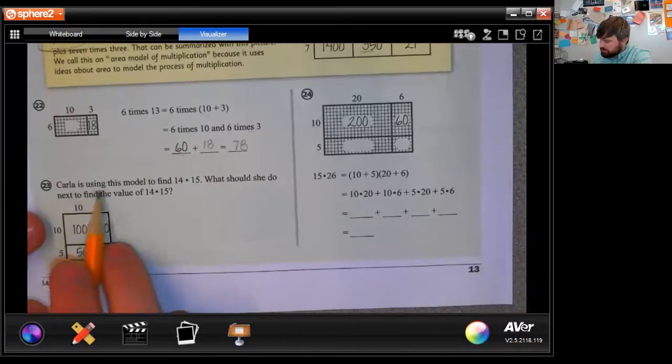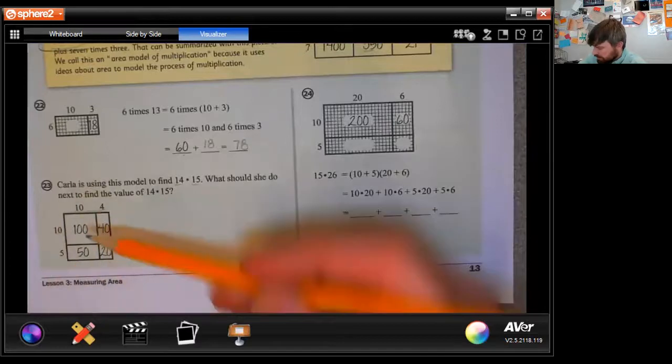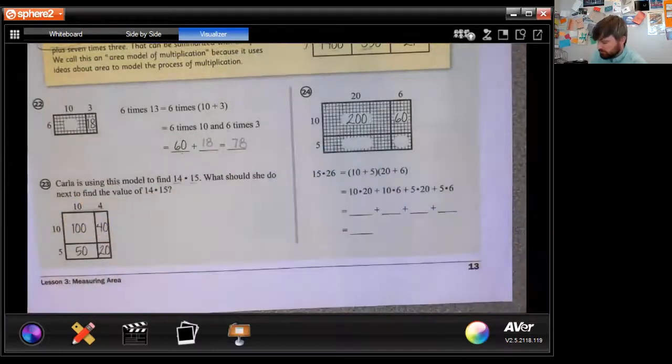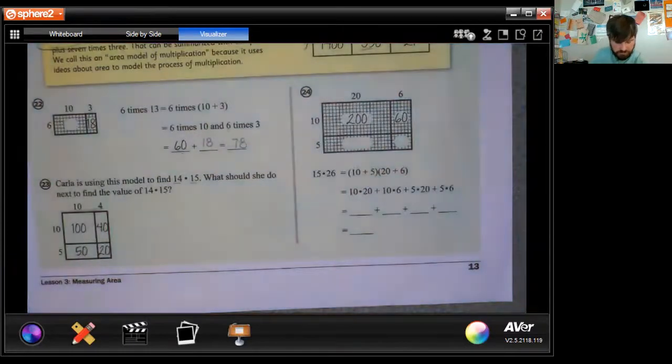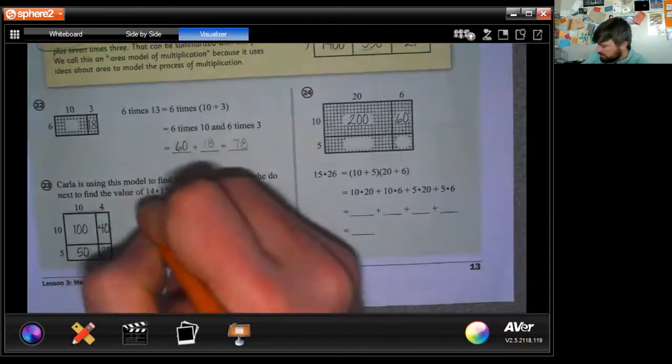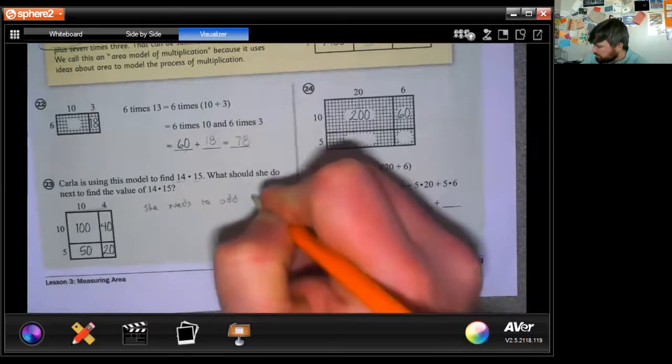On 23, Carla is using a model to find 14 times 15. What should she do to find the next value? Okay, so she split it up in two different ways because they were both larger numbers. So she's got 14 here, and 15 here. She multiplied and found the area of each one of these little rectangles or squares. So the only thing she has left to do is add the areas.